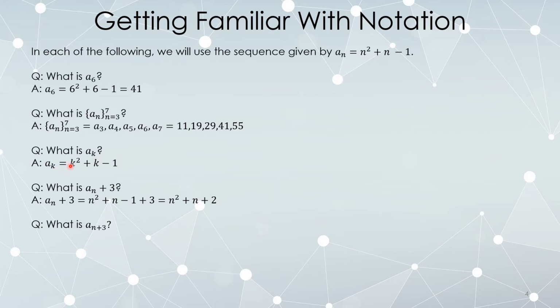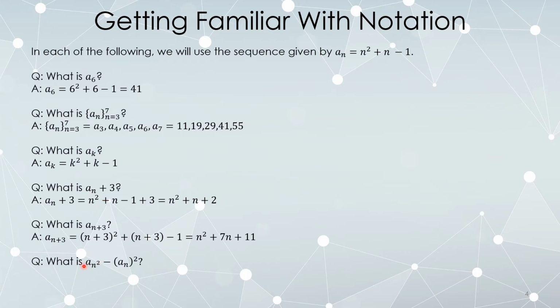Whatever the subscript is, square it, add it, subtract 1. So if the subscript is n plus 3, square it, (n plus 3) squared, add it, n plus 3, subtract 1. Now if you expand all this out and collect like terms, you'll end up with n squared plus 7n plus 11. So that's what a sub (n plus 3) is, and observe, it's probably not the same thing as (a sub n) plus 3. This plus 3 happened outside the term of the sequence.